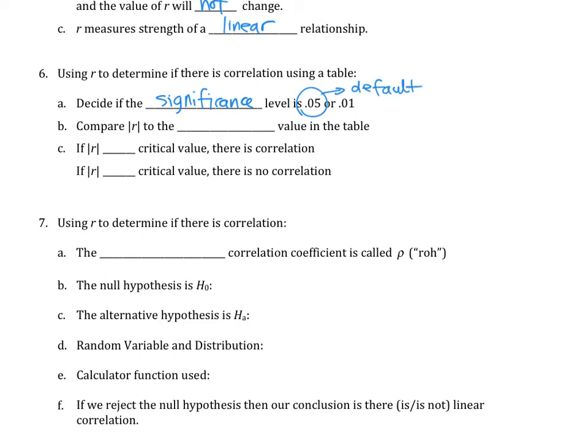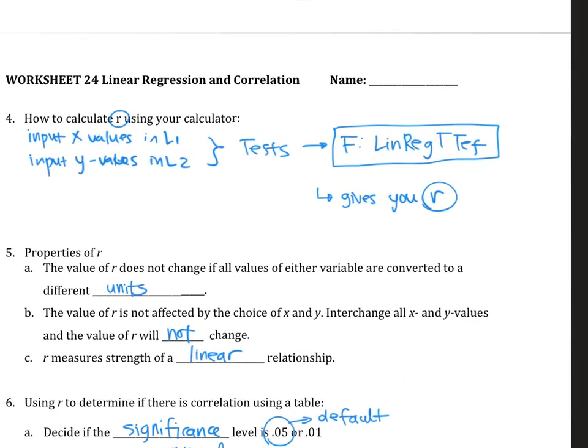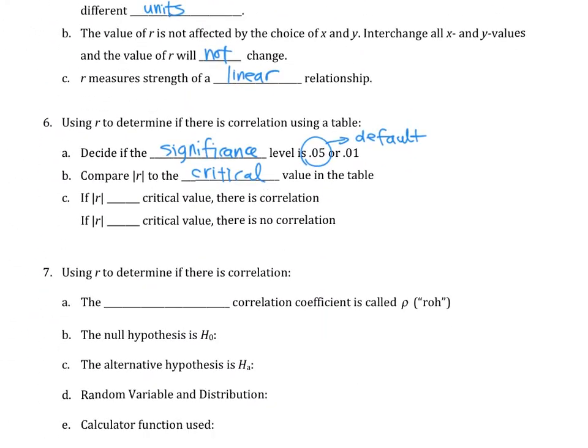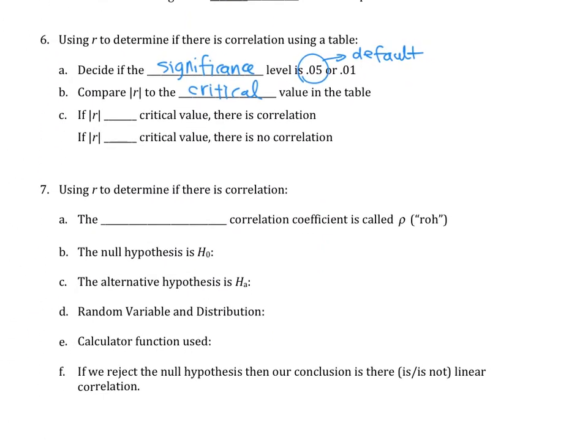So unless it says use 0.1, we'll use 0.5. So compare the absolute value of R to the critical values in the table. The table is given here, and it's at the end of the page too, but this gives you the critical value. So maybe I should write that. Critical values table here. So we're going to compare what we calculated from the calculator to the values in the table, basically. So come back to number 6 here.